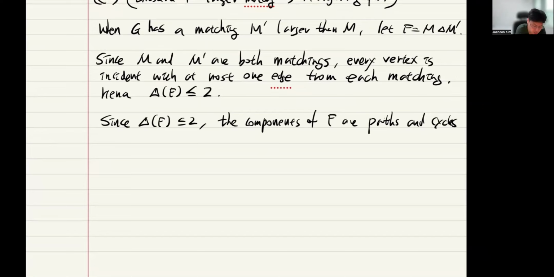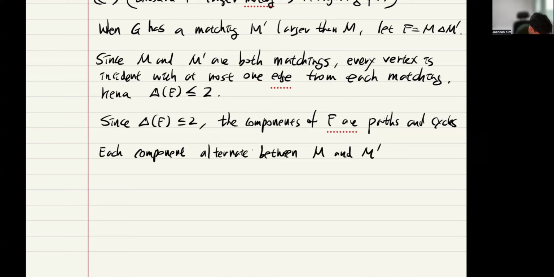Then we know more. Each component is a path or cycle that alternates between edges in M and edges in M prime. So each cycle in F has even length, because it alternates between the two and then it wraps around to come back where it starts. That's only possible when it has even length.